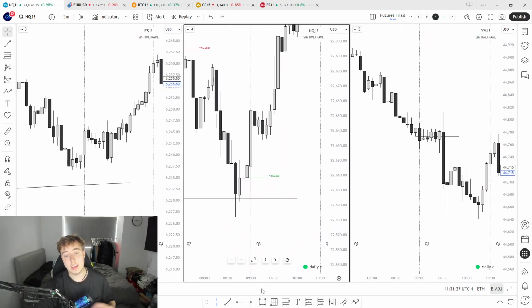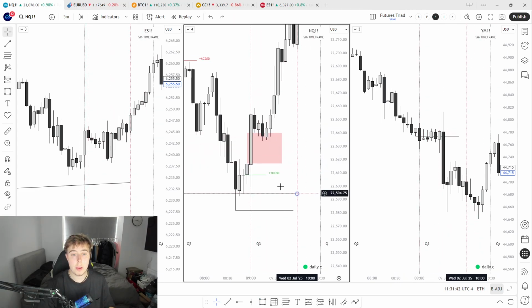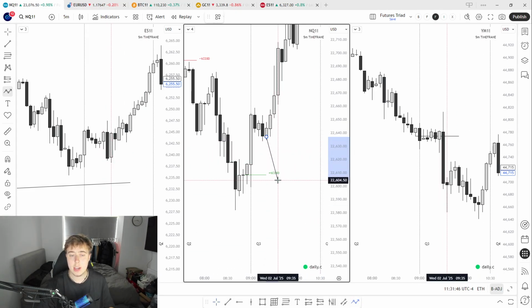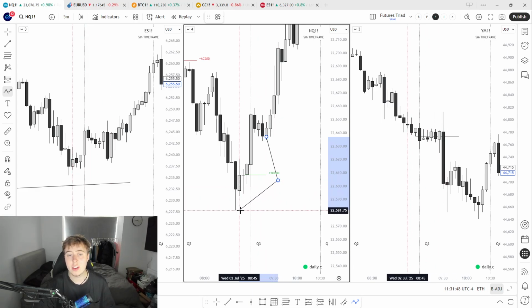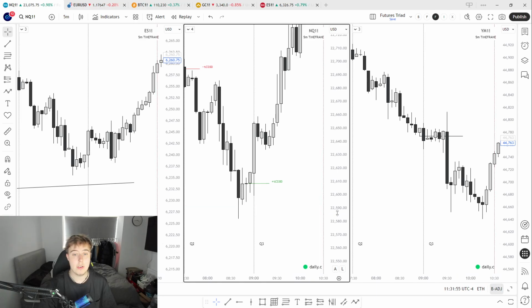But I took my entry off the gap above. Why? Because I don't anticipate price to come all the way back down to this TCISD. Because look at this, right? If price came all the way down here, it's more likely than not going to hunt this liquidity, okay? So I don't want to see price come all the way down here. I want to see it respect this gap and then begin trading higher from there, okay?